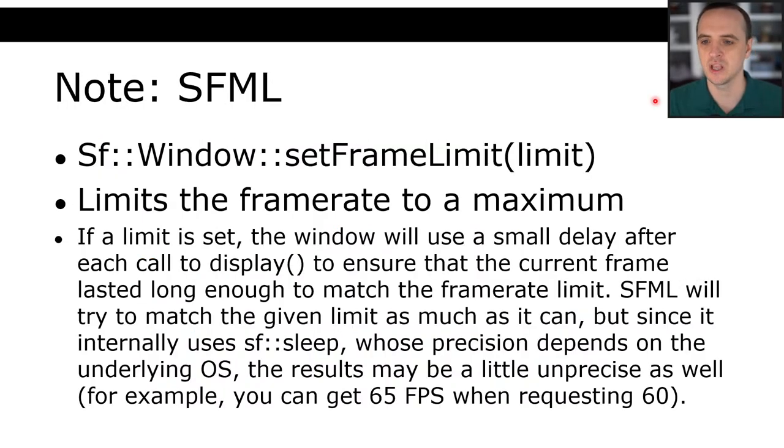So in SFML, we have this set frame limit, and it limits the frame rate to a maximum. So this is the exact text that the SFML library uses to describe what it does. And I want to read this out because it's exactly what we just talked about. If a limit is set, the window will use a small delay after each call to display to ensure that the current frame lasted long enough to match the frame limit. SFML will try to match the given limit as much as it can, but since it internally uses sf::sleep, whose precision depends on the underlying operating system, the results may be a little imprecise as well. So for example, you may get plus or minus 10% on your frame limit. So that's just a note on SFML.